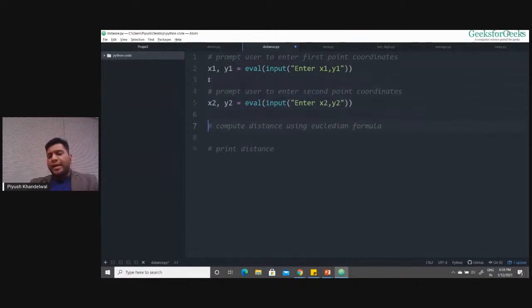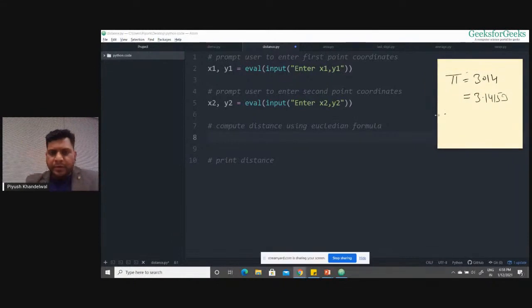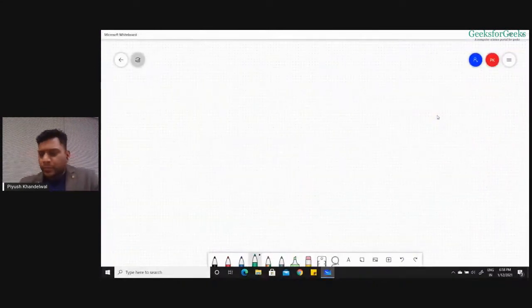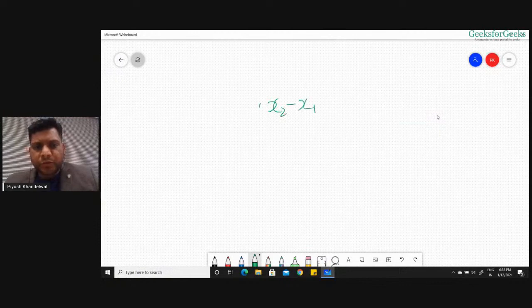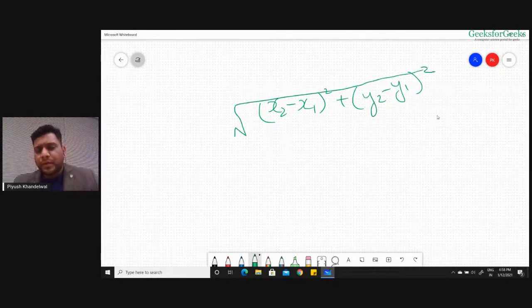Now user has entered x1, y1, x2, y2. We need to compute the distance. So we know the formula is x2 minus x1 square plus y2 minus y1 square, and square root of the whole, right? I can type it over here.